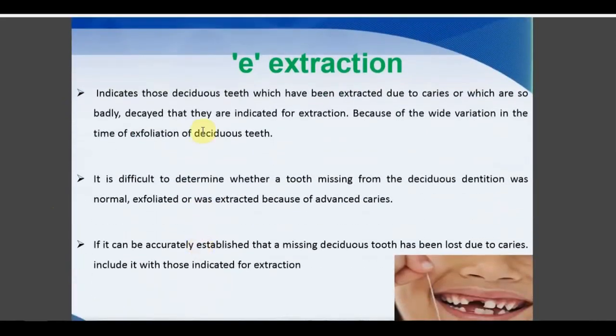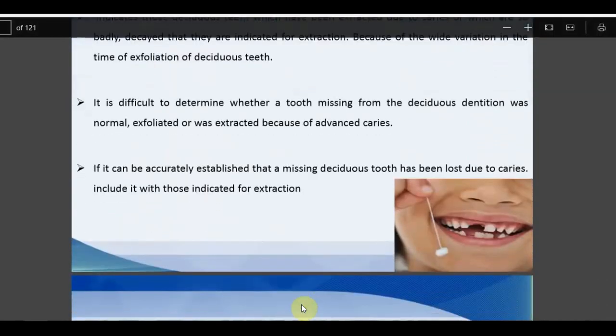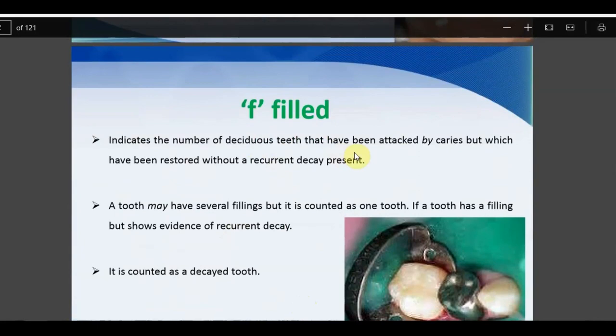And this is a tricky part: e for extraction. It indicates those deciduous teeth which have been extracted due to caries, or which are so badly decayed that they are indicated for extraction. Because of the wide variation in the time of exfoliation, we cannot put an M category; we are putting an e category. It is difficult to determine whether a tooth missing from the deciduous dentition was normally exfoliated or was extracted because of caries. So if it can be accurately established that a missing deciduous tooth has been lost due to caries, include it with those indicated for extraction. f is nothing but indicated for filling, or filling has been done.